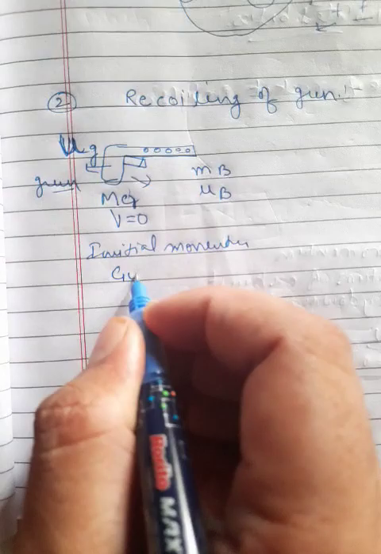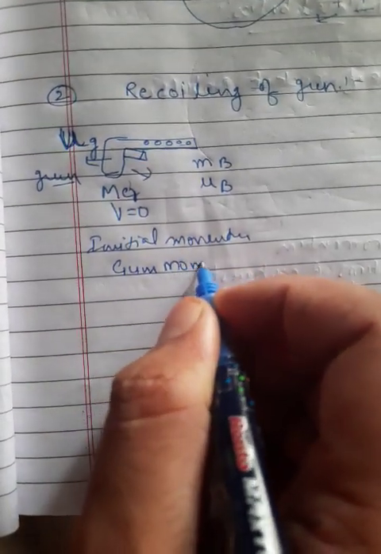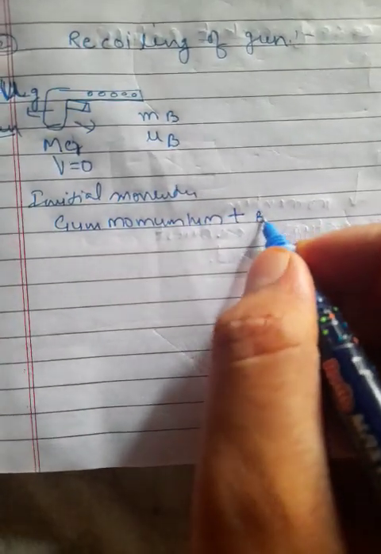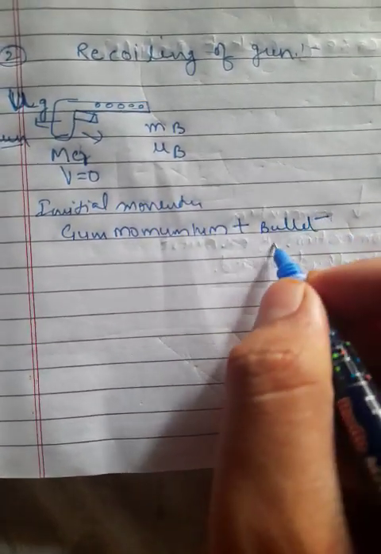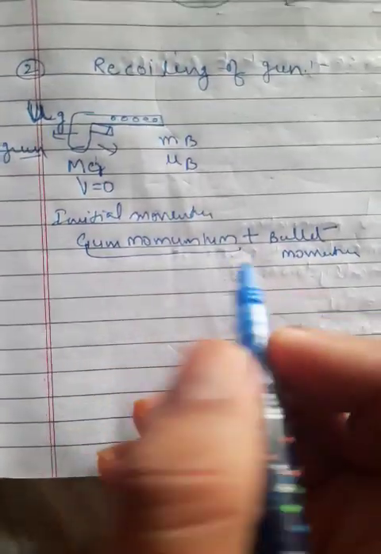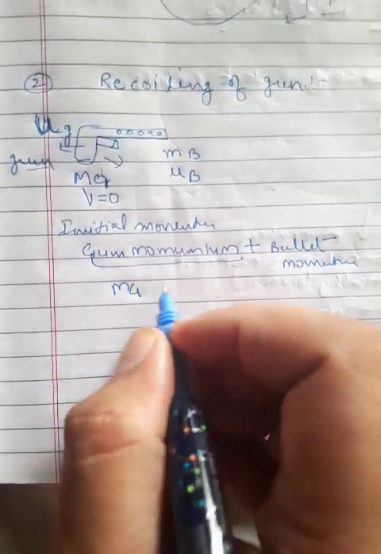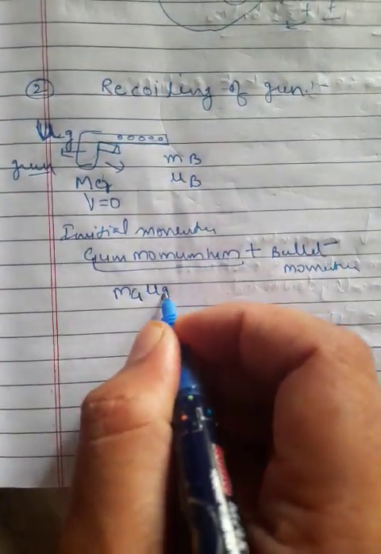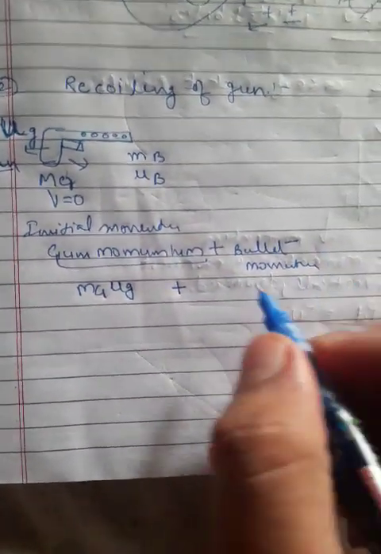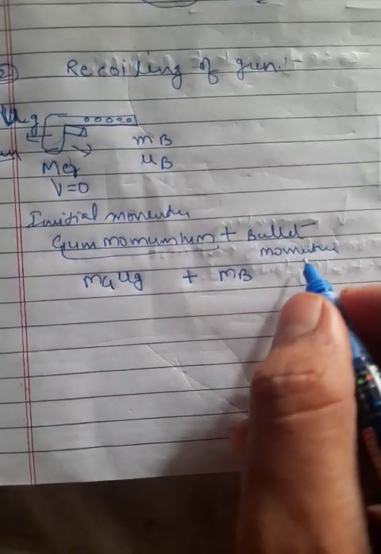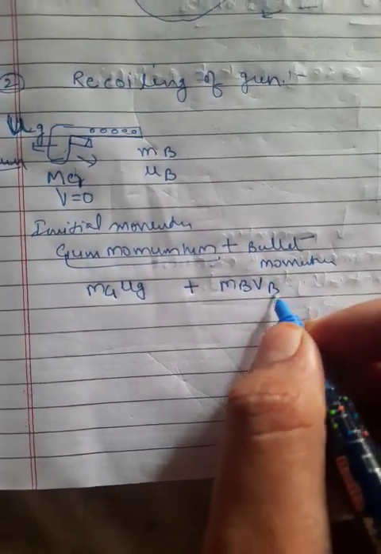Gun momentum plus bullet momentum. Initially, the gun momentum is what? Mass of gun is mg, initial velocity ug, so mg ug plus bullet momentum. Mass of bullet is mb, velocity of the bullet ub, so mb ub.